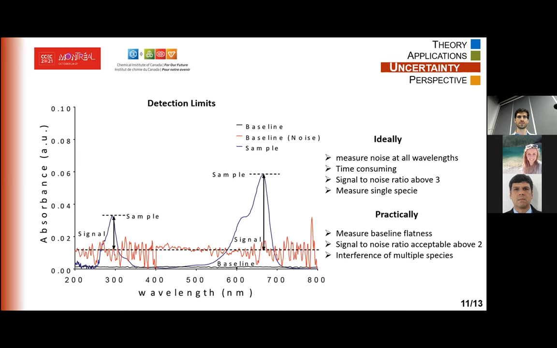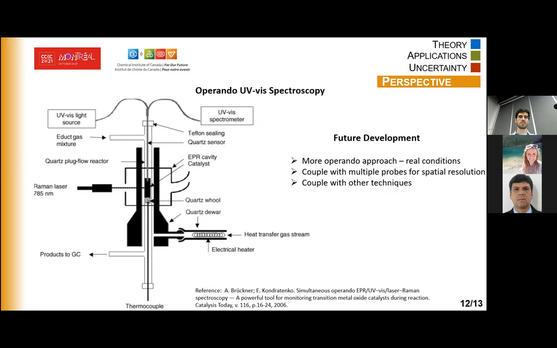As a perspective of the technique, future development is very interesting, with approaches that use operando models under real conditions, because it can also allow coupling with multiple UV-Vis probes. We can measure in different areas of the reactor for better spatial resolution of the technique. And we can also couple with other techniques, as we can see in this example: a quartz plug flow reactor, where we are coupling the UV-Vis, and there is an EPR cavity for measurements, a Raman laser, and the products of the catalysis process are being analyzed by a GC.